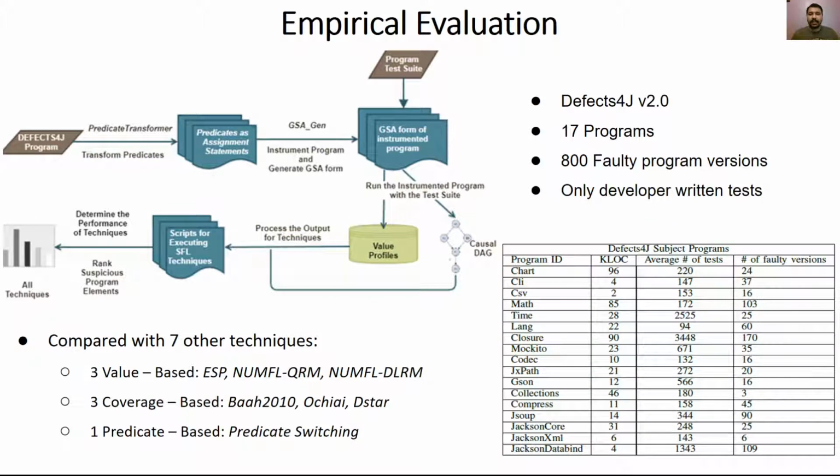We conducted an empirical evaluation on Unival, which we compared to 7 competing techniques. Each of these techniques has performed well in a recent study. We used the subject programs in the well-known Defects4J repository, version 2.0, which contains over 800 faulty versions of 17 substantial programs. This diagram shows our empirical evaluation process. The Defects4J programs were transformed and instrumented as described earlier. Each program was run on its test suite to produce the value profiles, test outcomes, a causal DAG, and other information necessary. This data was input to the scripts we wrote to implement the SFL techniques we compared, and then the results were compiled and analyzed.